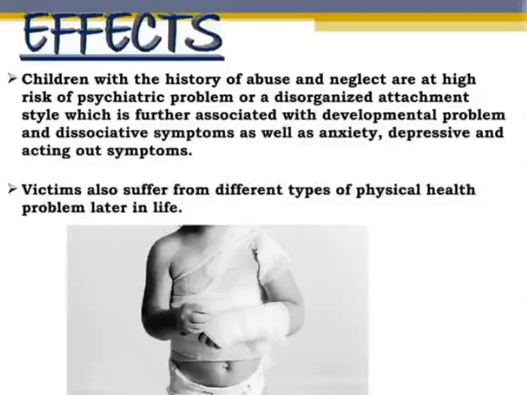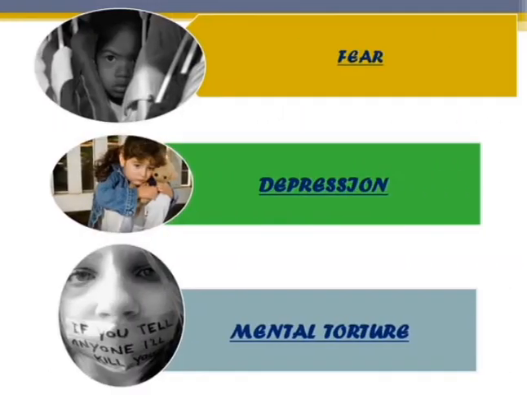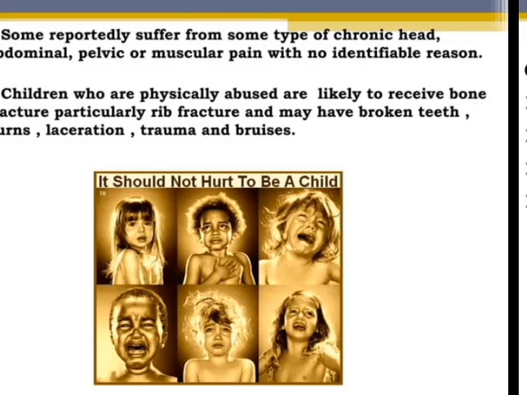Victims also suffer from different types of physical health problems later in life. They have fear, depression, and mental torture. Some reportedly suffer from some type of chronic head, abdominal, pelvic, or muscular pain with no identifiable reason. Children who are physically abused are likely to receive bone fractures, particularly rib fractures, and may have broken teeth, burns, lacerations, trauma, and bruises.